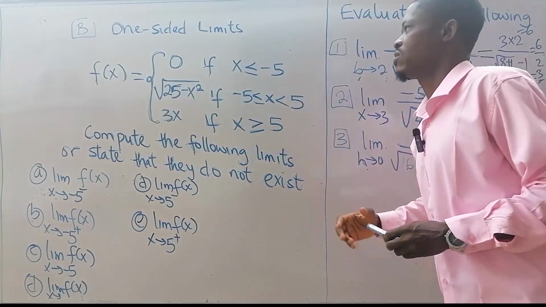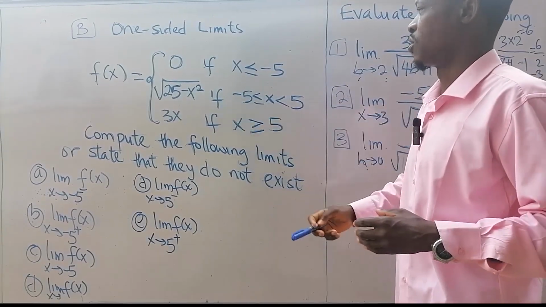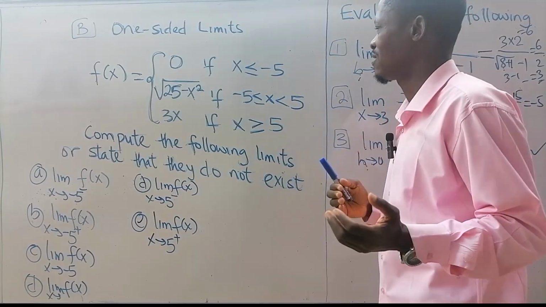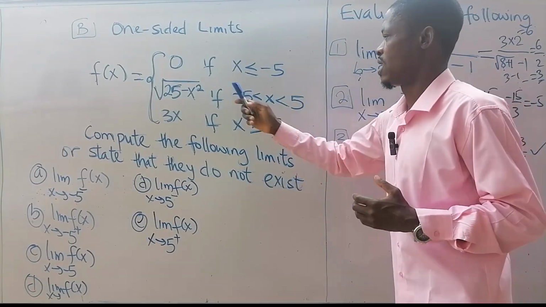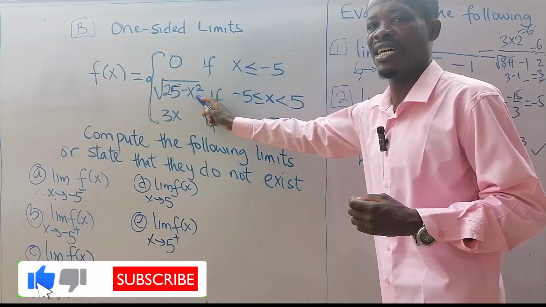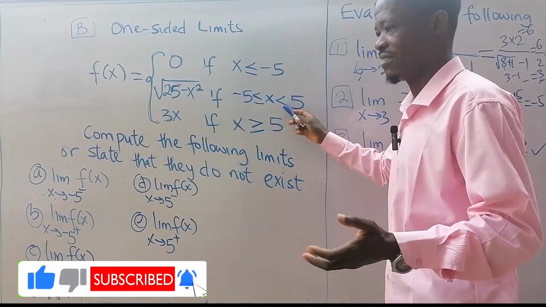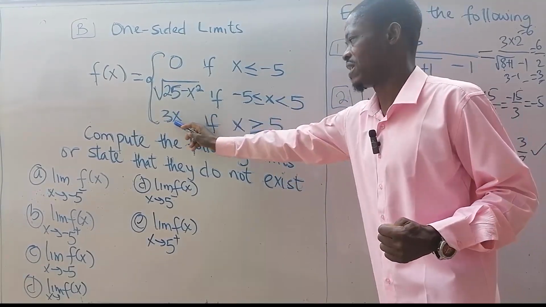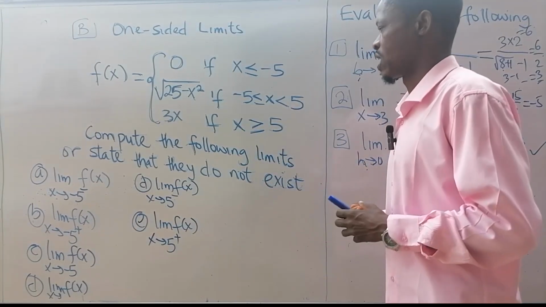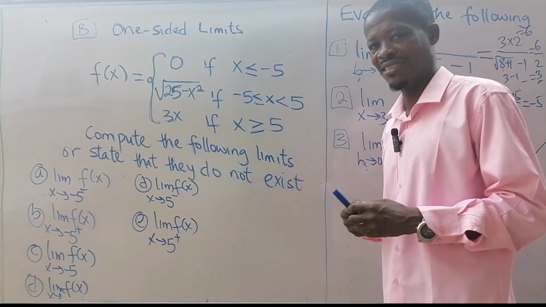The second part, we have the one-sided limit. f of x is given as this. Okay, f of x is 0 if x is less than or equal to minus 5. f of x is the square root of 25 minus x squared if minus 5 is less than or equal to x less than 5. And finally, f of x is this if x is greater than or equal to 5. Find the following limits or state that they do not exist.